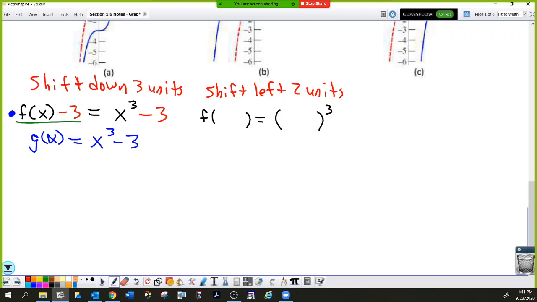Shifting left or right is on the inside, and inside changes are opposite. Going left normally makes numbers smaller, which makes me feel like subtraction, but it has to be opposite, so it's got to be plus. If I fill those parentheses with x plus 2 on the left, I fill them with x plus 2 on the right, and that is finished. But we do need to give it a new name. It is its own curve, so g of x is its name.